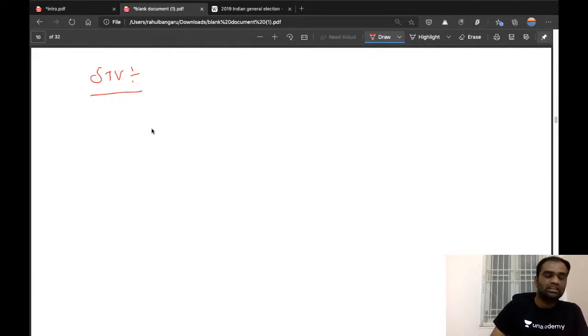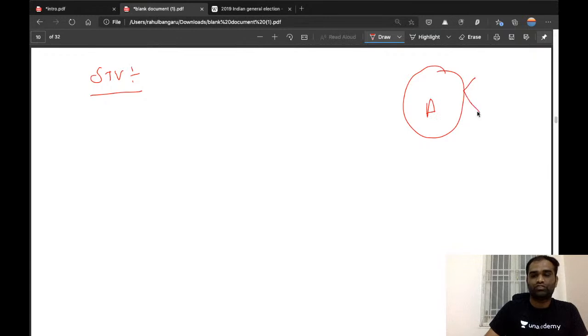See here, in single transferable vote, take for example constituency A. In this constituency A, 4 candidates are standing in the election: X, Y, Z, S. These 4 candidates are standing in the election.